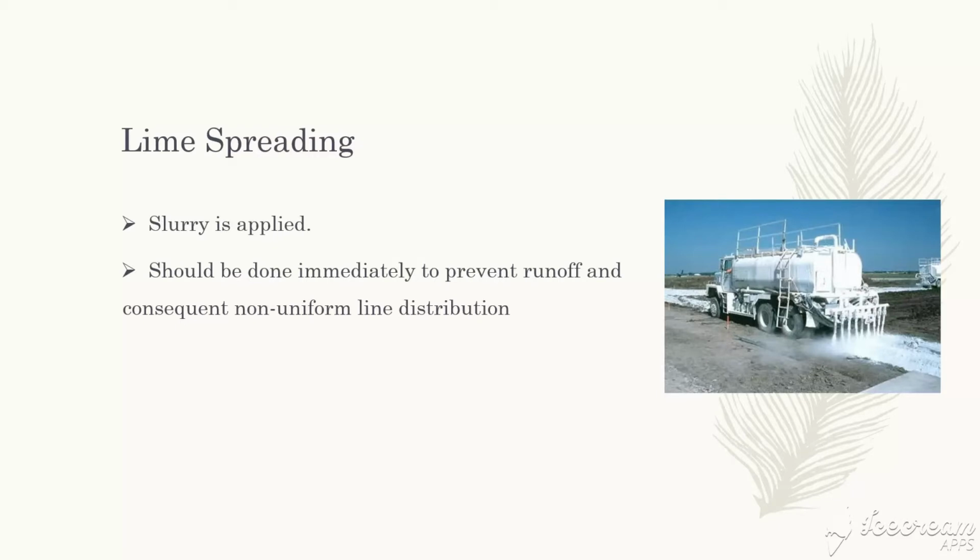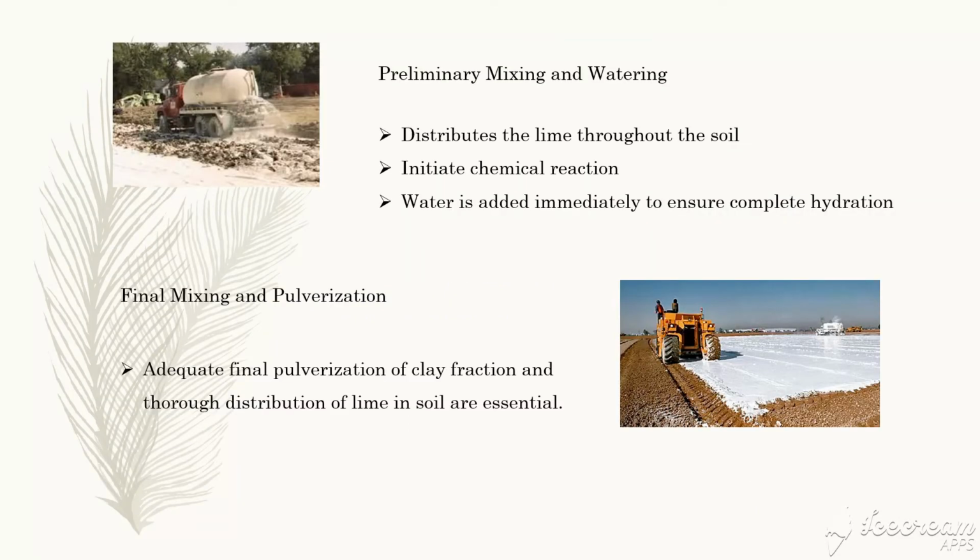The soil is generally scarified and the slurry is applied by the distributor's truck. Because lime in slurry form is much less concentrated than dry lime, often two or more passes are required to provide the specified amount of lime solids. To prevent runoff and consequent non-uniform lime distribution, the slurry is mixed into the soil immediately after each spreading pass. Next is the process of preliminary mixing and watering.